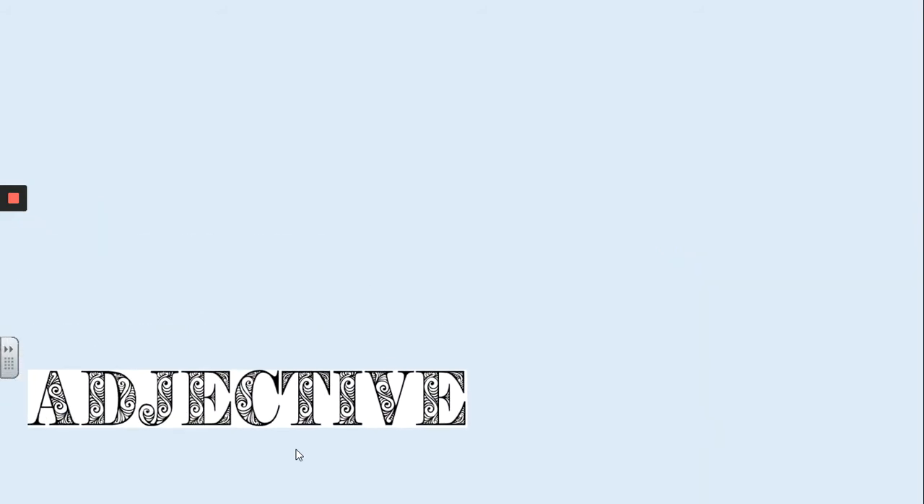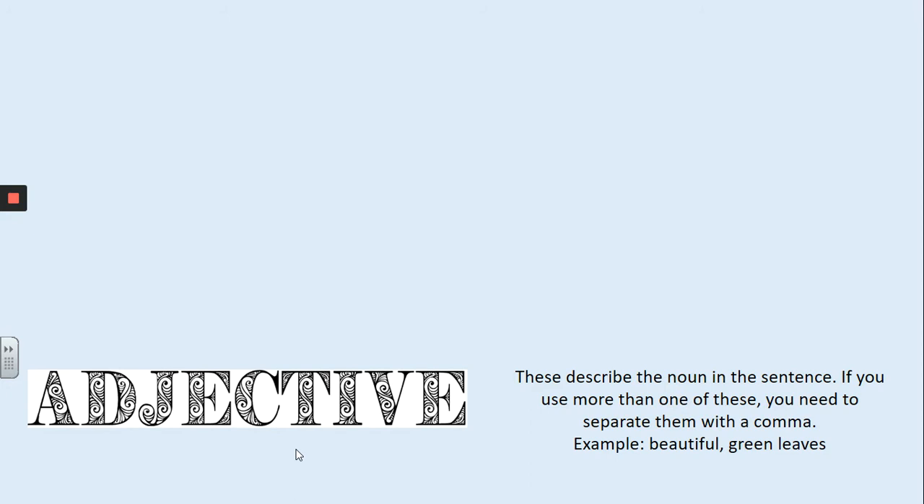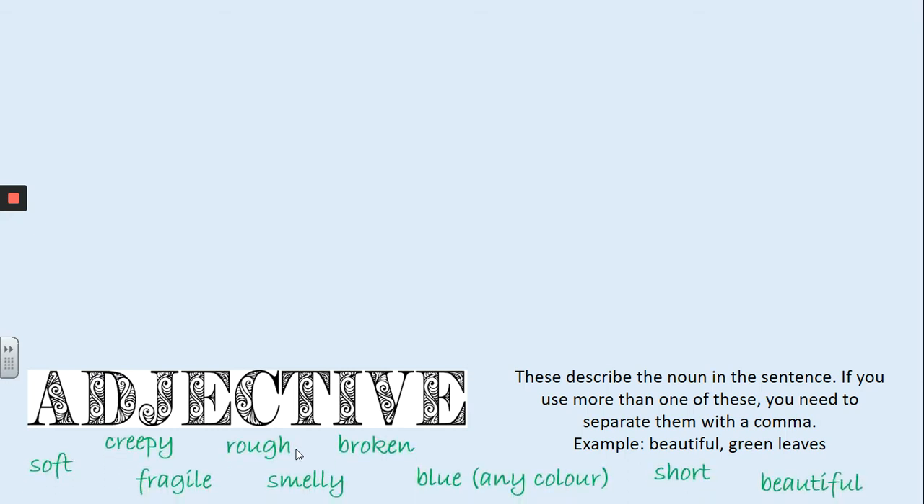And an adjective. These describe the noun in the sentence. If you use more than one of these, you need to separate them by a comma. So here my noun is leaves, and I've chosen beautiful and green. Both of them are adjectives, but because I've used 2, I've got the comma in the middle between those 2 adjectives.